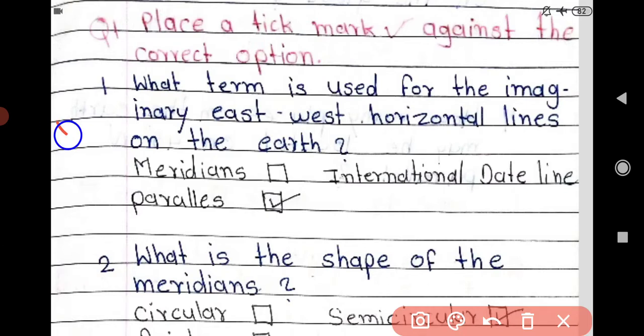Our first question is, what term is used for the imaginary east-west horizontal lines on the earth? Dear students, I repeat the question. What term is used for the imaginary east-west horizontal lines on the earth? Options are meridians, international date line, parallels. Our answer is parallels.